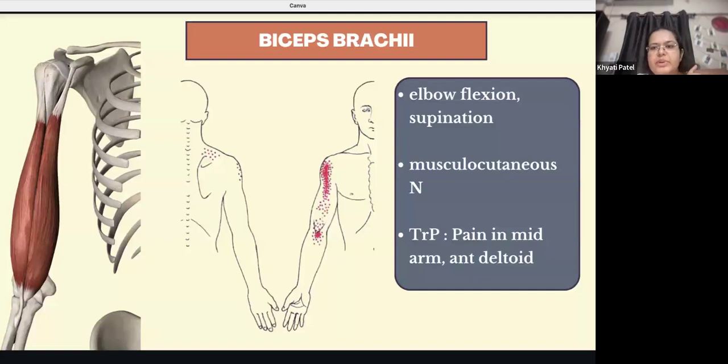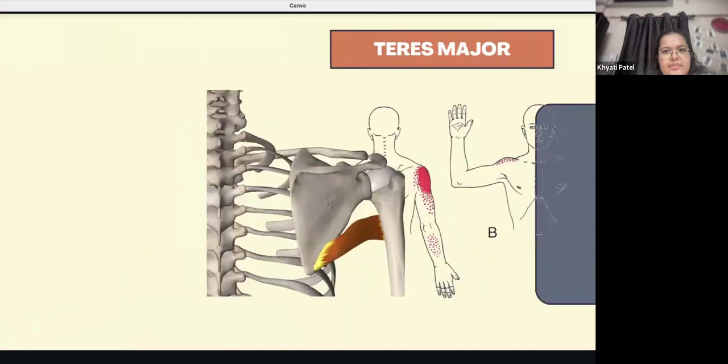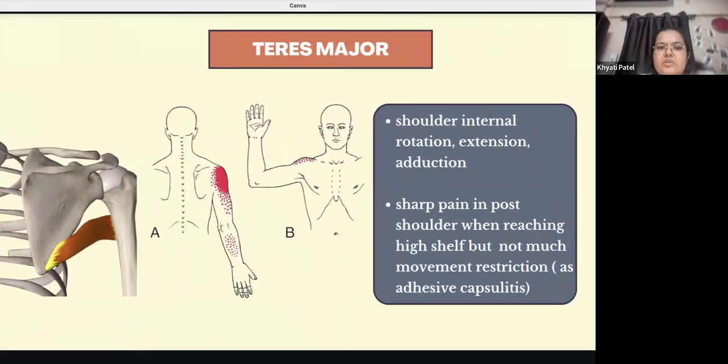Next is biceps brachii, mainly responsible for elbow flexion and supination, supplied by the musculocutaneous nerve. Trigger points in the biceps will be seen as pain in the mid arm and the anterior deltoid region. Next is teres major, which is responsible for internal rotation, extension, and adduction. And the trigger points will produce pain in the posterior shoulder, and there won't be much movement restriction.